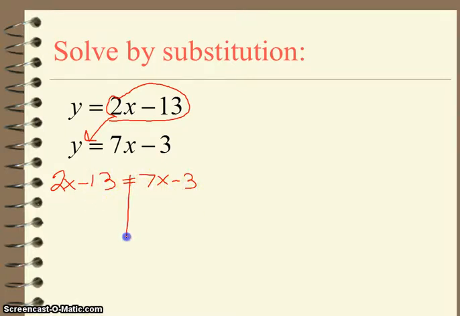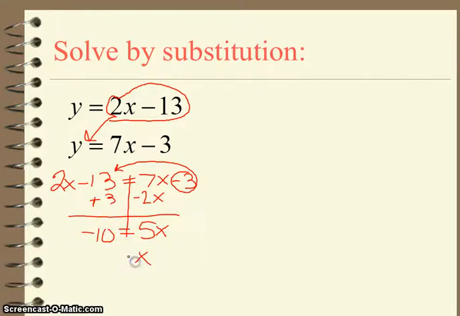So now you're just dealing with variables on both sides. So where are there more x's? That'd be on the right. So you minus the 2x over. You add the 3 this way. You add the 3. So our equation should become 5x on the right, -10 on the left. Divide by 5, and x equals -2.